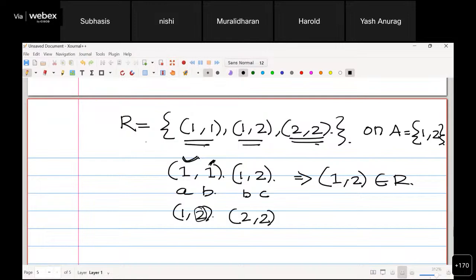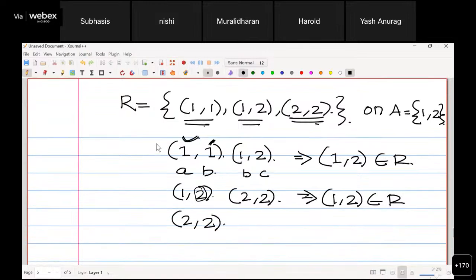If I go to 2 comma 2, again as you can see, 1 comma 2 is in R. And if I take 2 comma 2, there is no pair here that starts with 2, no other pair apart from 2 comma 2. So if I take 2 comma 2, then I will have 2 comma 2, which is also in R. So as you can see, for all the possible pairs of the form A comma B and B comma C, A comma C is in R. That's why this relation is a transitive relation.